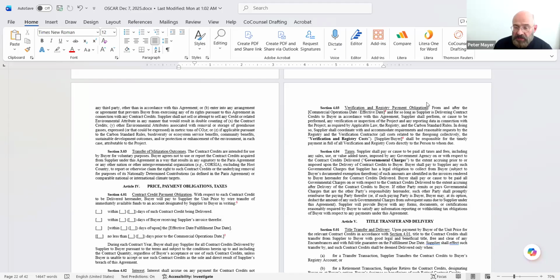Right. So this agreement has been used in the field already. Already hundreds of thousands of tons have been purchased using this agreement across various pathways. Mainly biochar, but also direct air capture, marine carbon credits, ERW.